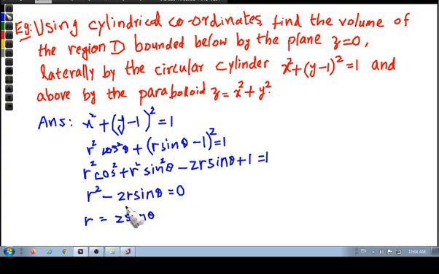Now look at this equation, z is equal to x square plus y square. Second equation, this one. So let us convert that into an equation in cylindrical coordinates. But x equal to r cos theta, y equal to r sin theta. So x square plus y square is r square. So the corresponding equation is z is equal to r square. So these are the equations you have to consider. One equation is r equal to 2 sin theta, another equation is z equal to r square.